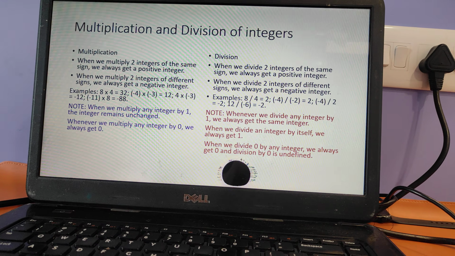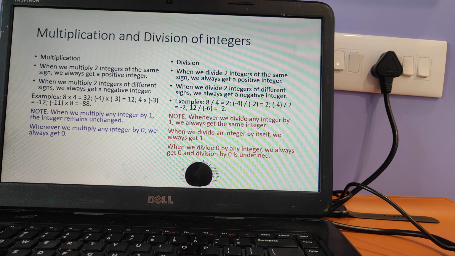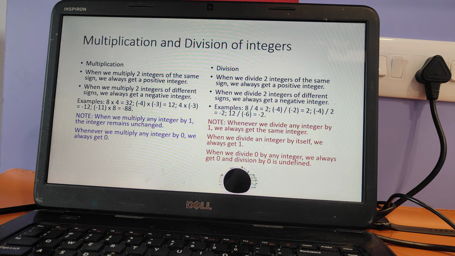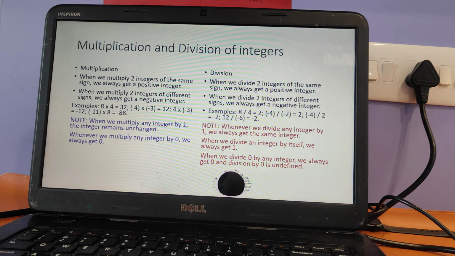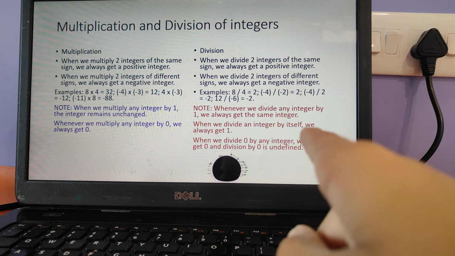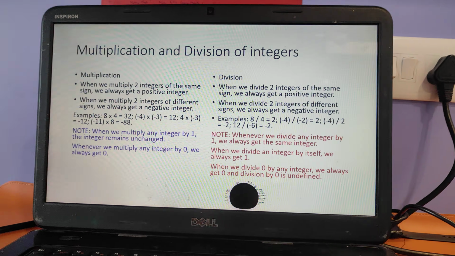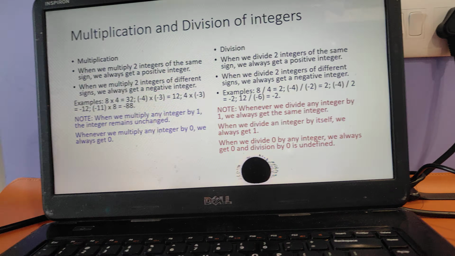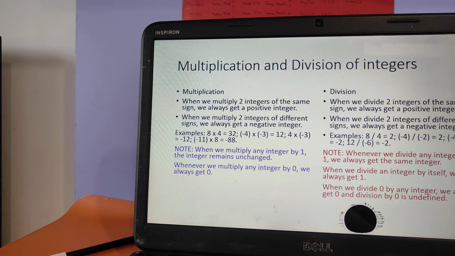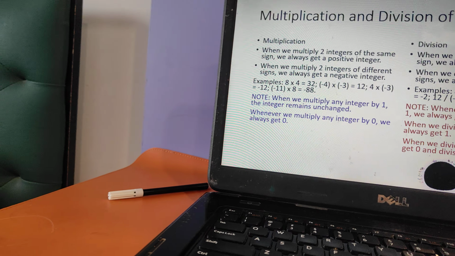Example, 8 divided by 2 is 4, minus 8 divided by minus 4, again 2, 12 divided by minus 6, minus 2, 12 divided by minus 6, again minus 2. This slash that you are seeing is again a symbol of division. Mostly in computers there is no symbol for division, so we use slash. Now again there are many things to note down in multiplication and division.